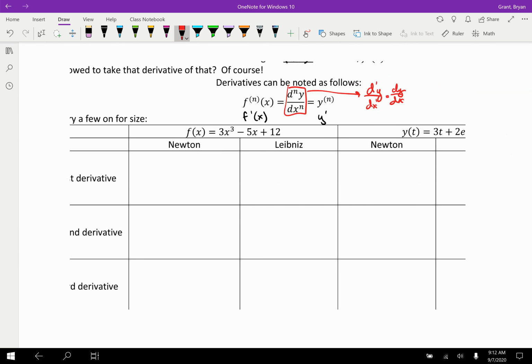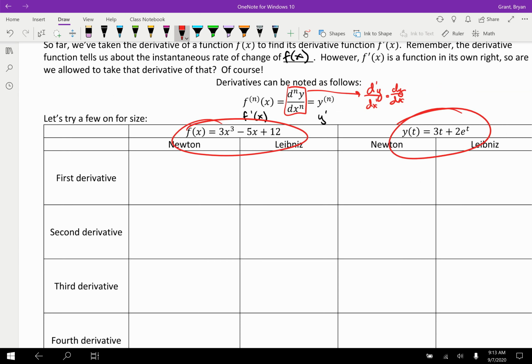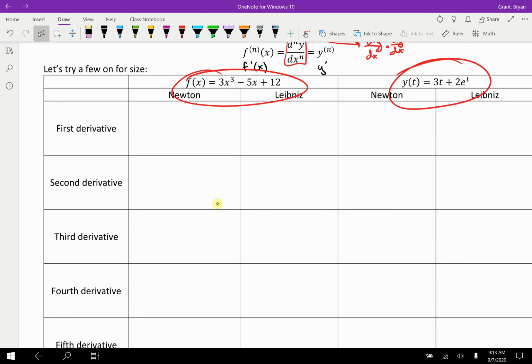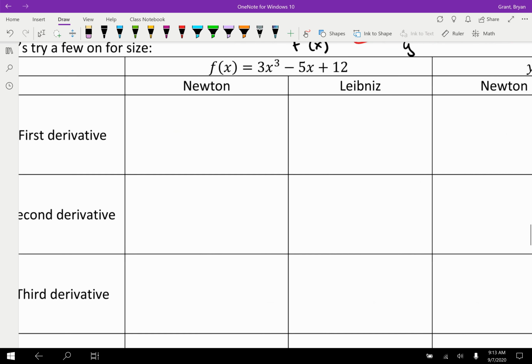What we have here to finish off then are two equations, one here, one over here, and they're asking us to find a lot of derivatives. First, second, third, fourth, and fifth derivatives of all of these equations. Let's start with our polynomial over here. I think it'll be a little nicer.